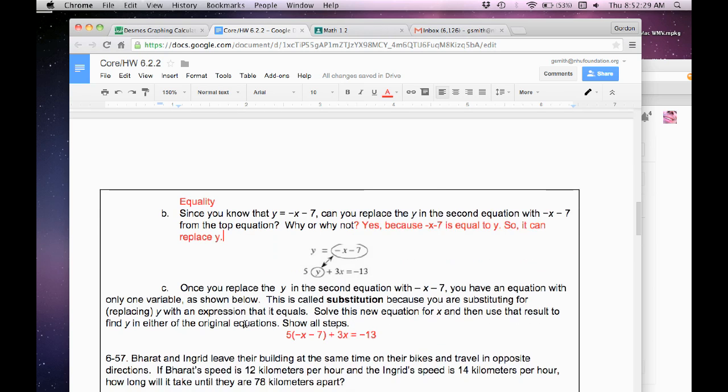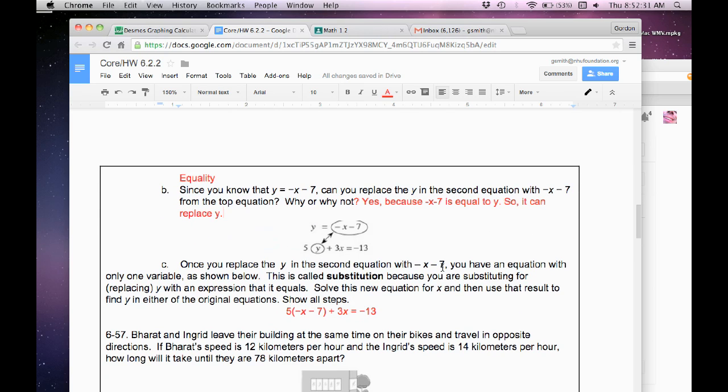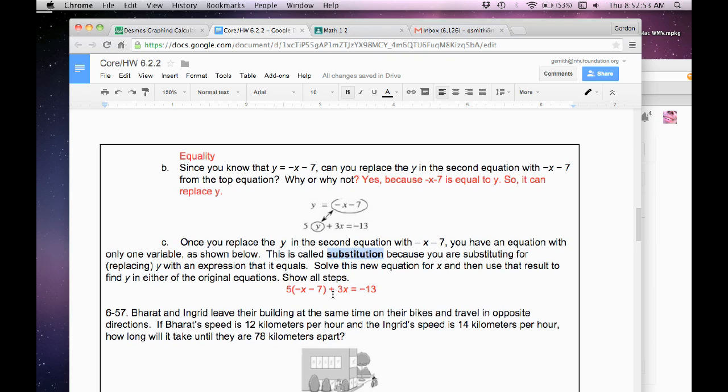Okay, so once you replace the y in the second equation with negative x minus 7, you have an equation with only one variable as shown below. This is called substitution. So this is the substitution method, because you are substituting for or replacing y with an expression that it equals, in this case the expression being negative x minus 7. Solve this new equation for x and then use that result to find y in either of the original equations. Show all steps.